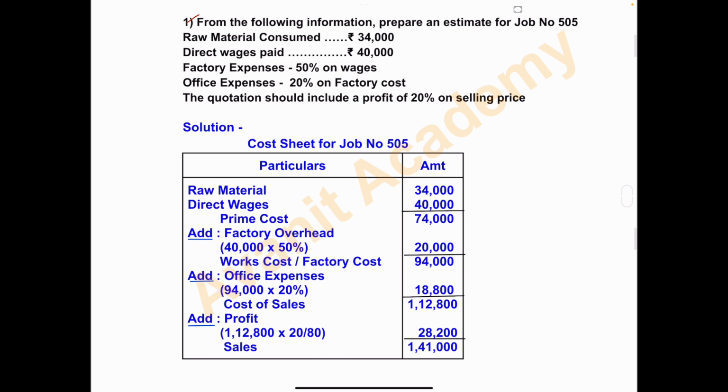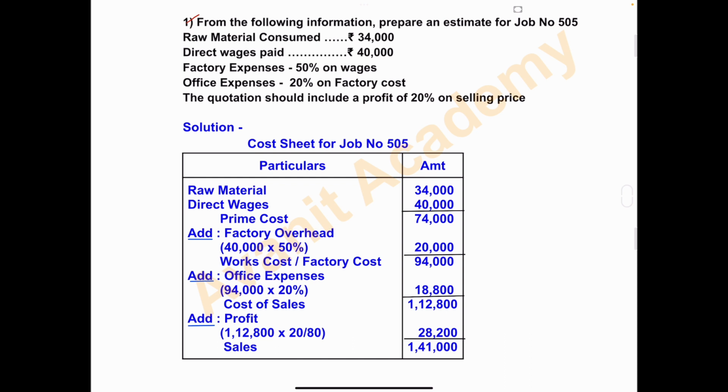We'll see what information they have given in this problem. Raw material consumed 34,000. Direct wages paid rupees 40,000. Factory expenses 50% on wages. So direct expenses we have to calculate 50% on wages amount, that is 40,000.